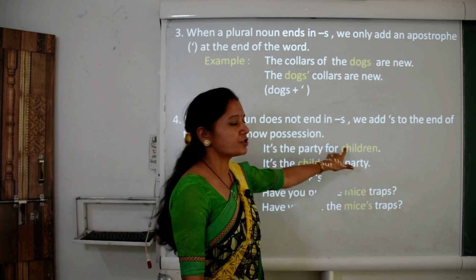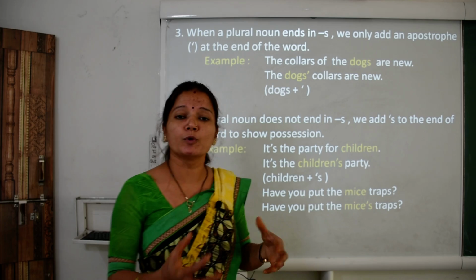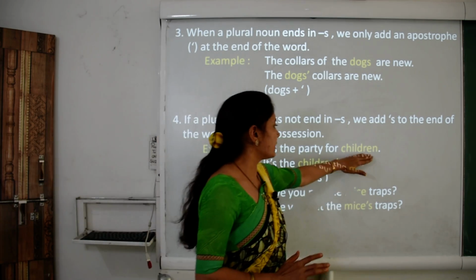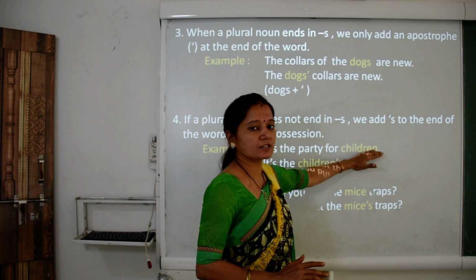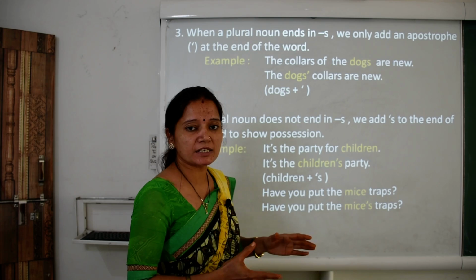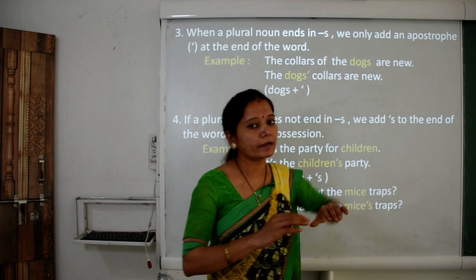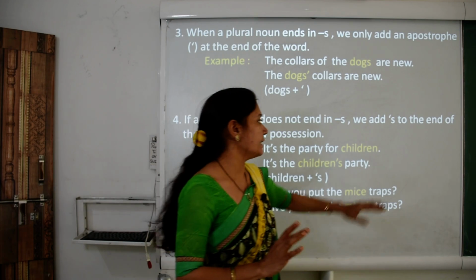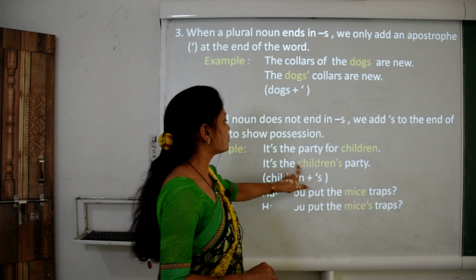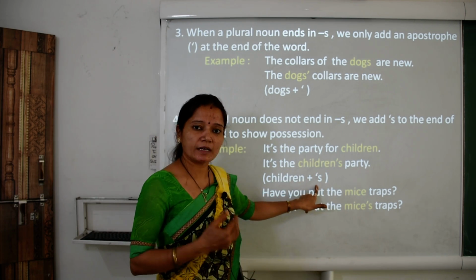It's the party for children. So here, as you can see, students, children is the plural word for the word child, and the word children does not end in the letter s. So if you want to show the possession, we'll add apostrophe s with it. We'll not add only an apostrophe. So the sentence will be, it's the children's party. Children plus apostrophe s.